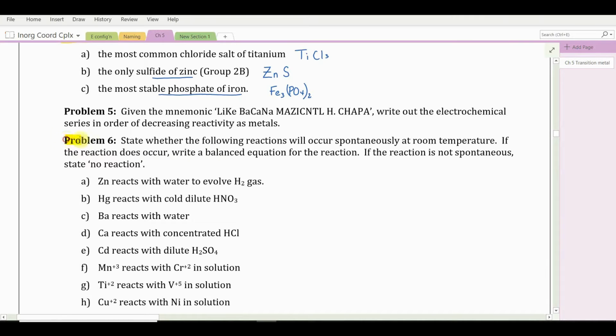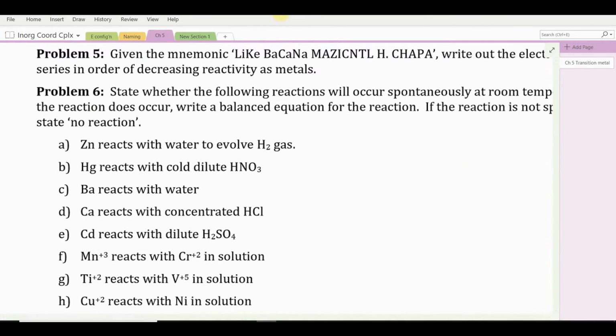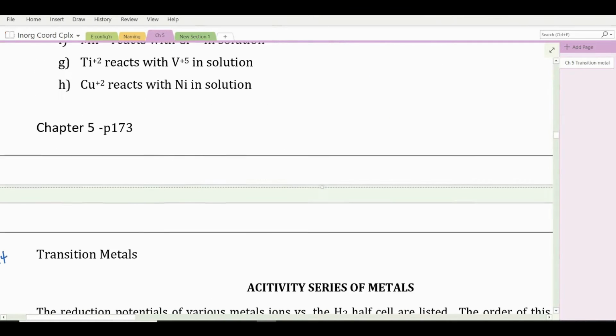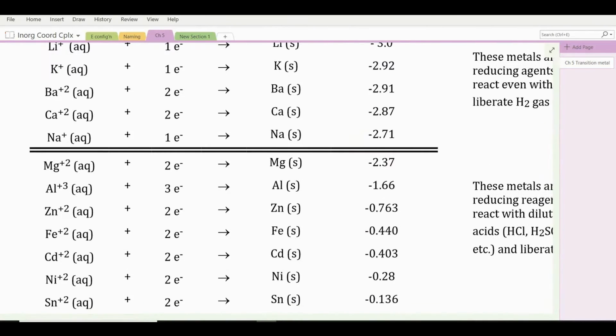Problem number 6. State whether the following reactions will occur spontaneously at room temperature. If the reaction does occur, write a balanced equation for the reaction. If the reaction does not occur spontaneously, just state no reaction. So in the case of zinc reacting with water to evolve hydrogen gas, what do you think? Well, does zinc react with water? Let's flip back to our electrochemical series. Notice that zinc is below the active metals and it does not react with water. It would react with hydrogen ion but not water.